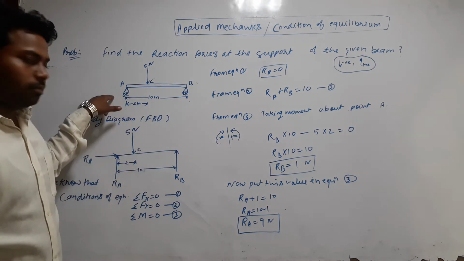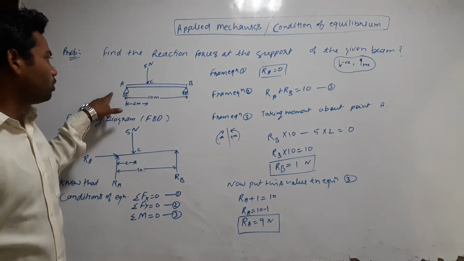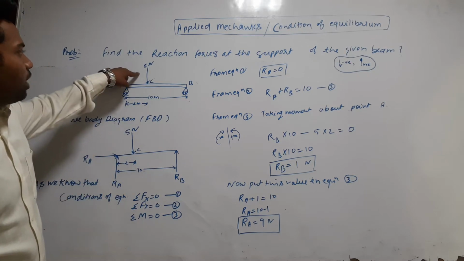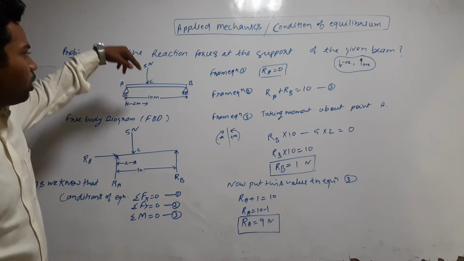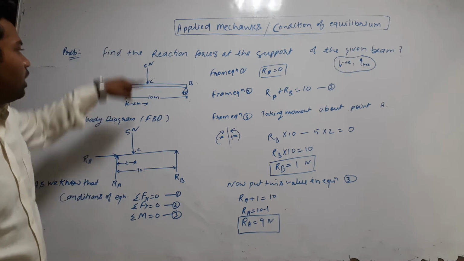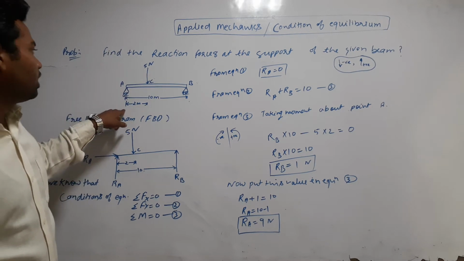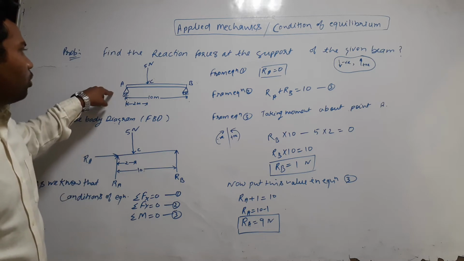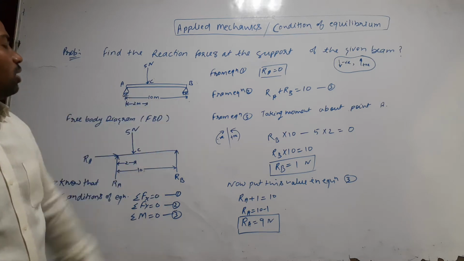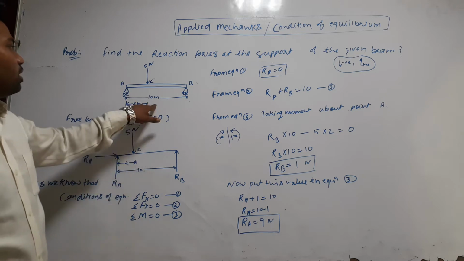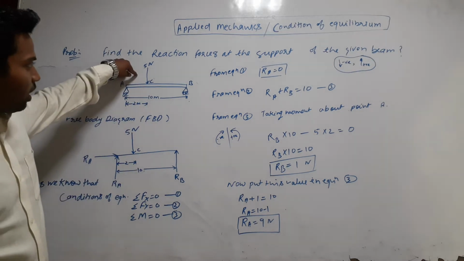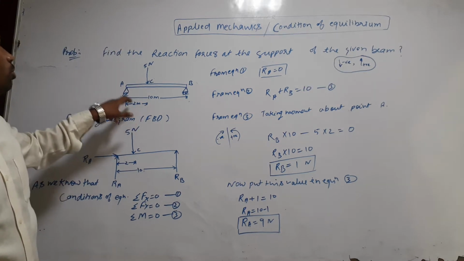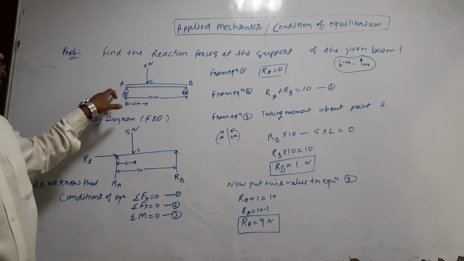We have a beam of uniform cross section, and you can see there is a force applied on the beam from upward to downward of 5 Newton, and there is a support at the end of the beam at points A and B, and the distance between the supports is 10 meter, and the force that is applied from upward to downward is at a distance of 2 meter from the point A, or you can say support A.